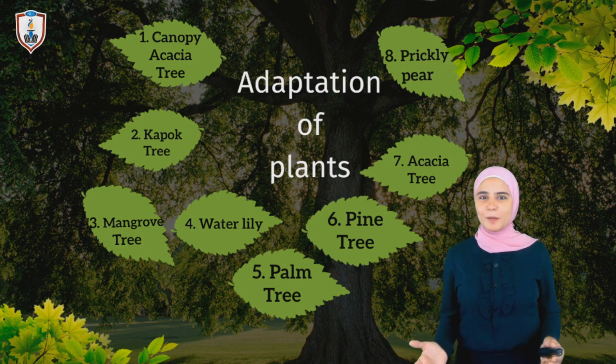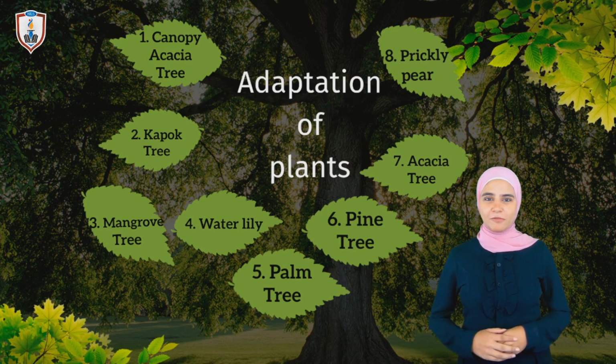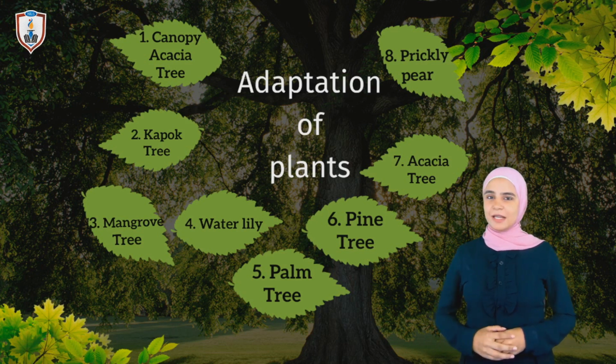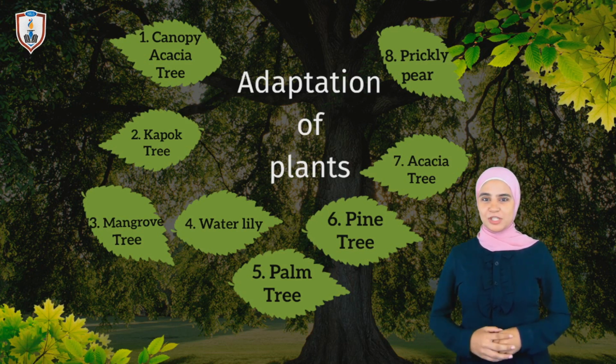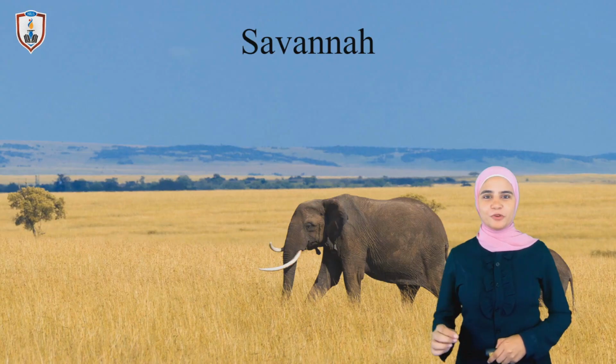Today, we are going to talk about the way of adaptation of number 1, canopy acacia tree, kapok tree, mangrove tree, water lily, palm tree, pine tree, and the different types of acacia tree, and finally the prickly pear. So let's move to the first habitat, which is savanna.